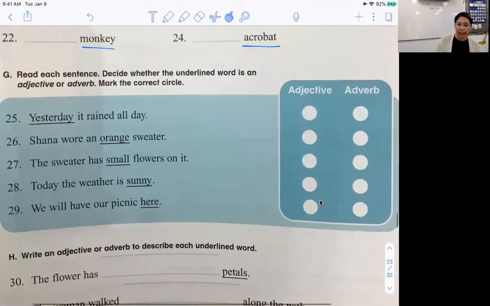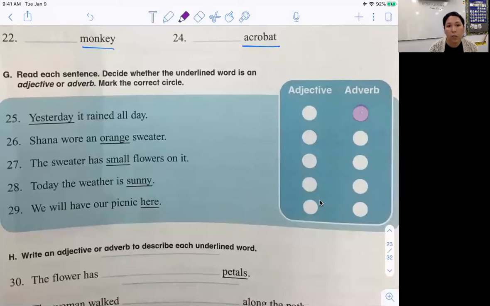Okay, it says read each sentence, decide whether the underlined word is an adjective or an adverb. So think of our two sides. Yesterday, it rained all day. Was yesterday on the adjective side or the adverb side? It was on the adverb side. It told us when it rained. How, when, or where, remember, is our adverbs. What kind or how many is our adjectives. Okay, let's look at 26.